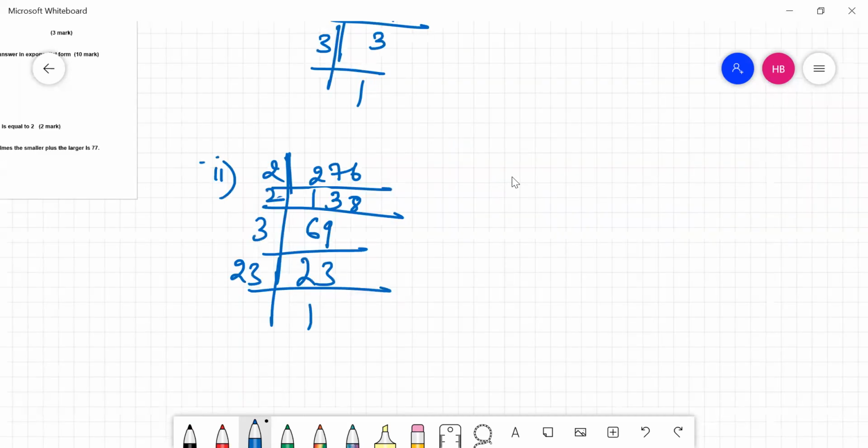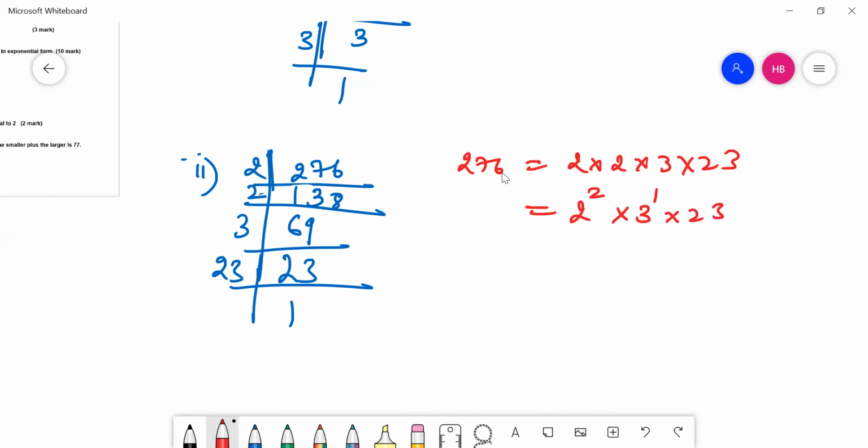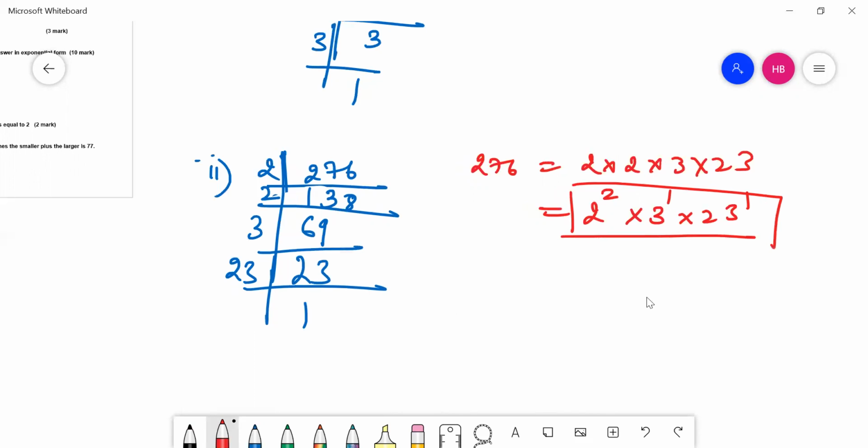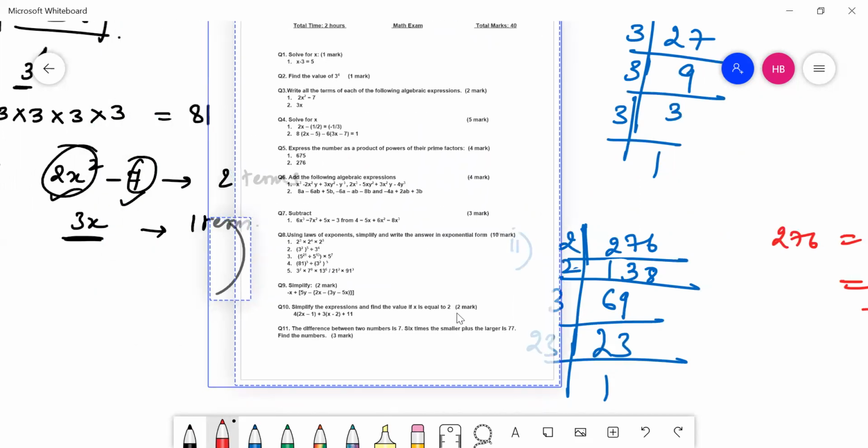So 276 can be written as, how will I write, 276 is equal to 2 into 2 into 3 into 23. How many times is 2 getting multiplied? 2 times, so I'm going to write 2. How many times 3? 1 only, 23 also 1 only. So it can be written as 2 raised to power 2 into 3 into 23 is your answer. Okay, now let's move to the question number.